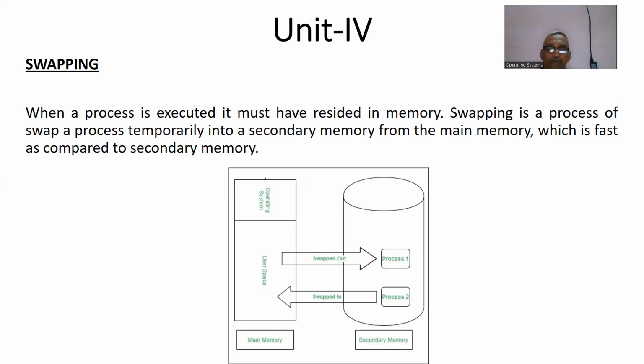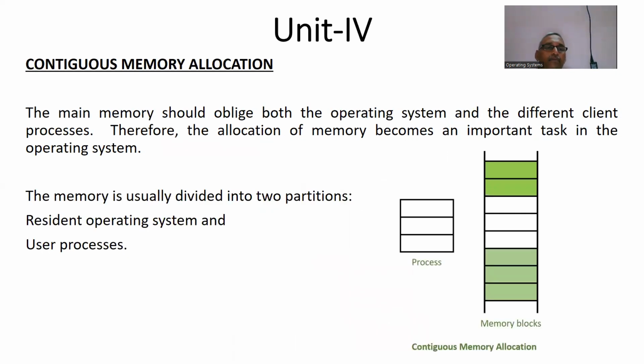Next thing, contiguous memory allocation. The main memory must accommodate both the operating system and the different user processes. Therefore, the allocation of memory becomes an important task in the operating system. The memory is usually divided into two partitions, one for the resident operating system and one for the user processes. We normally need several user processes to reside in memory simultaneously. Therefore, we need to consider how to allocate available memory to the processes that are in the input queue waiting to be brought into memory.